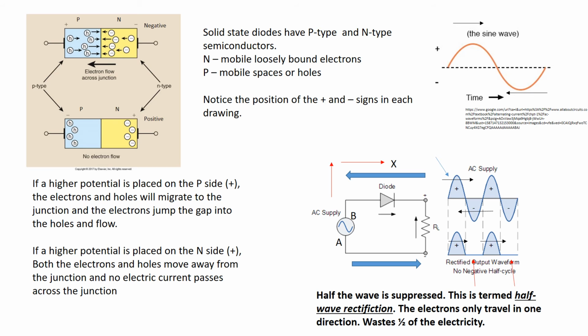So this would be good if we had this, because it would allow our electrons to flow from the cathode to the anode only. But what have we done? We're wasting half of the electricity. We've actually kind of canceled out half of our electricity. So half-wave rectification is not the most efficient, but it works. It allows electrons to flow through the tube from the cathode to the anode.